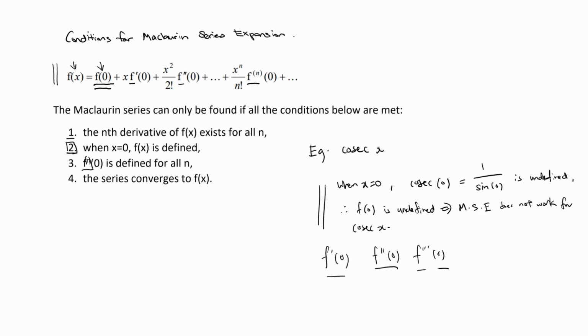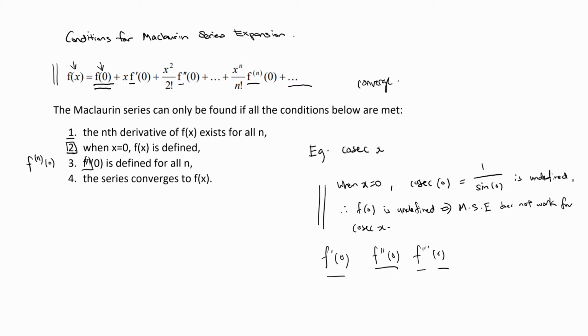Now the last condition. For some of those who want to take proper notes, this is f bracket n, 0. The last one says the series converges to f(x). This Maclaurin series expansion goes on and on and on. It actually has infinite terms, but it must converge. So for the Maclaurin series expansion to work, the series must converge. That means when you find the sum to infinity, the series tends to a finite value.